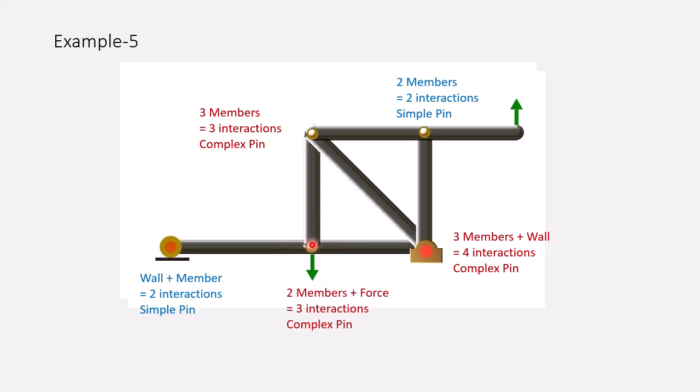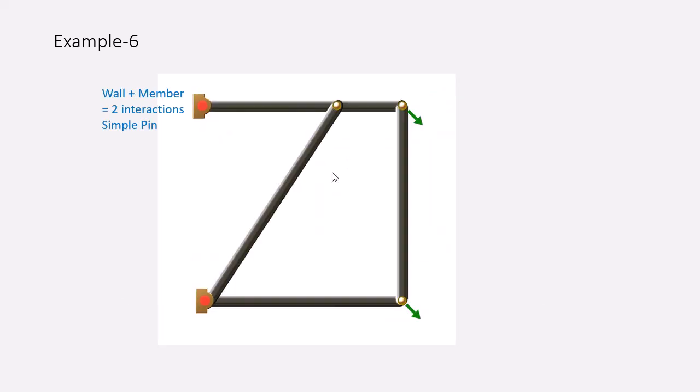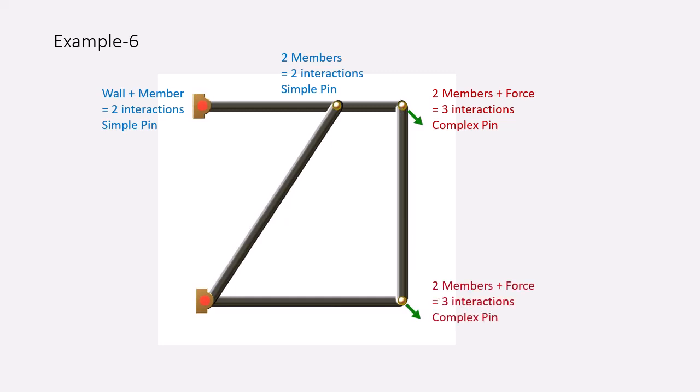Two members and a force, three interactions, complex pin. Wall and member, two interactions, simple pin. Two members, simple pin. Two members and a force, three interactions, complex pin. Two members and a wall, complex pin.